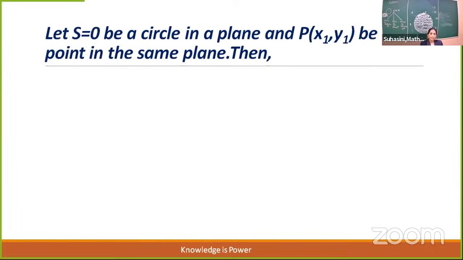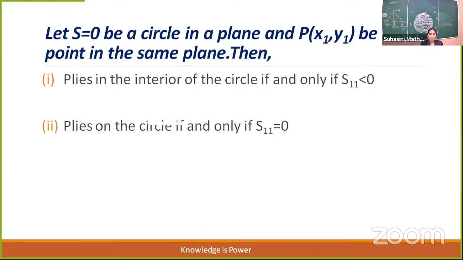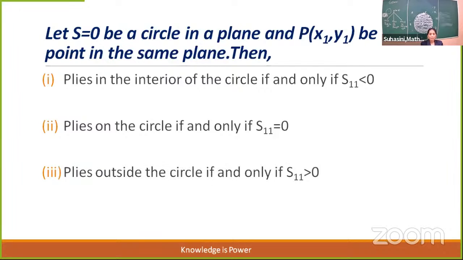Let S = 0 be a circle in the plane and P be a point in the same plane. Then P lies in the interior of the circle if and only if S11 is less than 0. The same point lies on the circle if and only if S11 is equal to 0. And P lies outside the circle if and only if S11 is greater than 0. So this is a theorem that we are going to prove now.